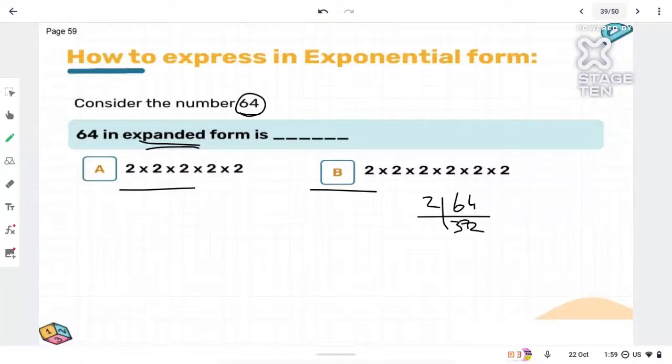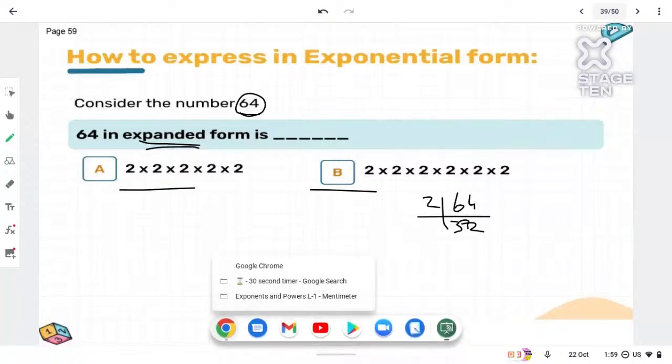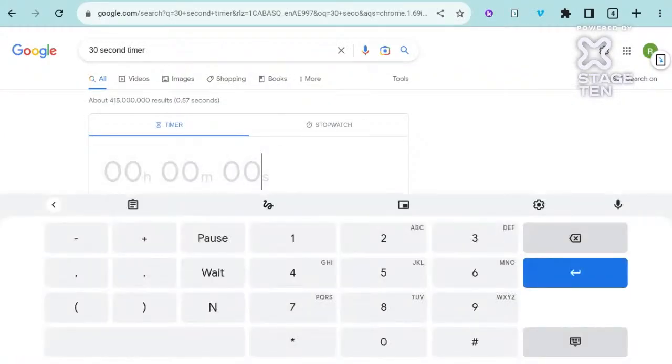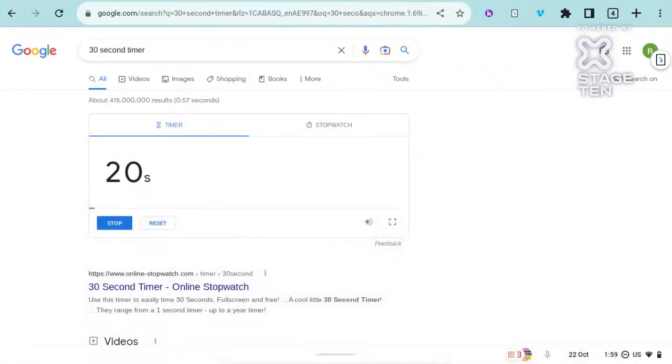I'm giving you 20 seconds for this question. Try to find the answer. What will be the expanded form of 64? A or B. Okay, 10 seconds I'm giving, just prime factorize it. I hope you guys already did the prime factorization in your books, correct?